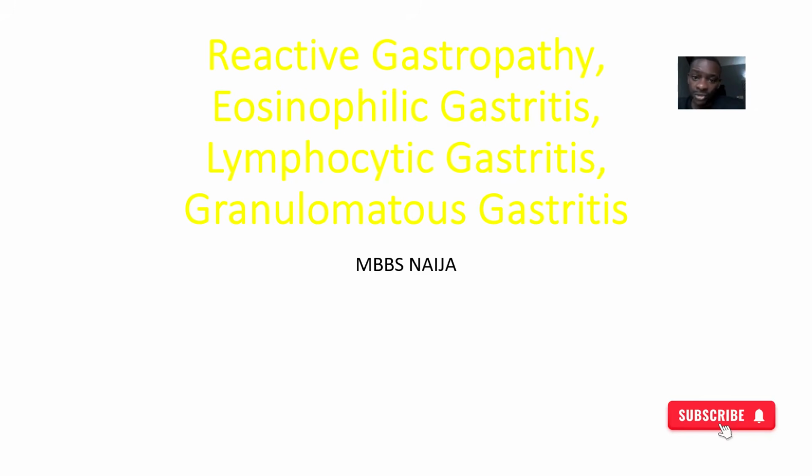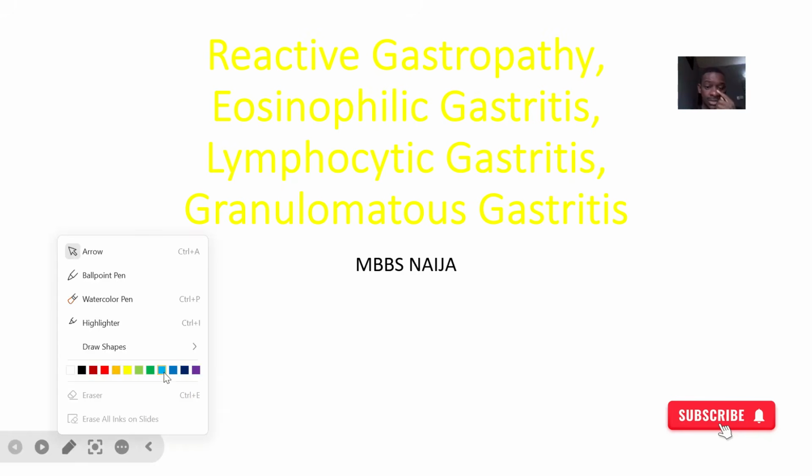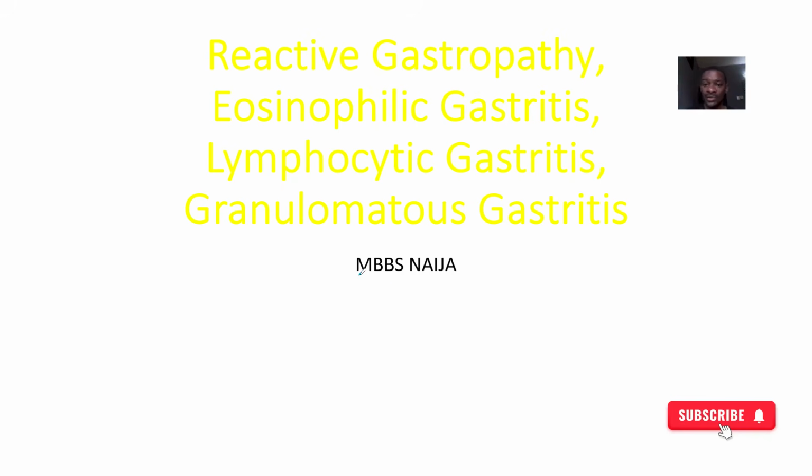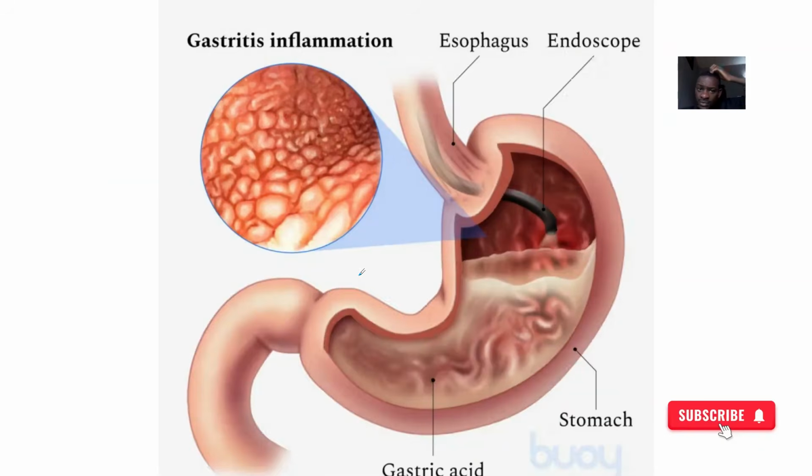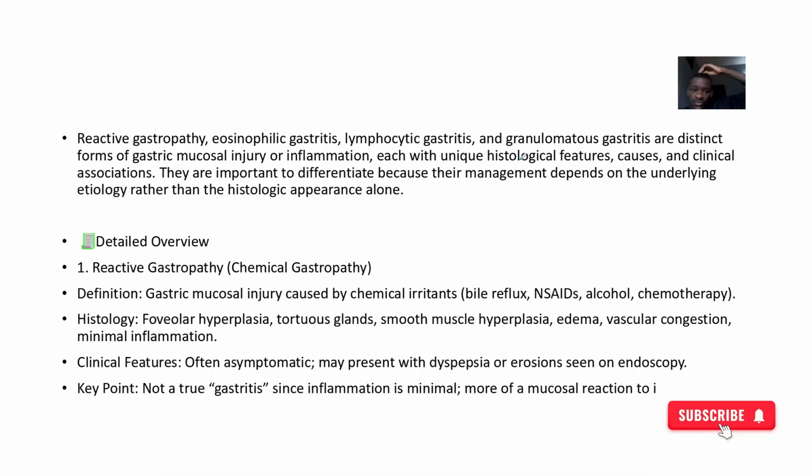We'll talk about what is eosinophilic gastritis. We'll talk about what is lymphocytic gastritis. We'll also get to talk about what is granulomatous gastritis. For all of them, they are just forms of gastric mucosal injury or inflammation. All of them have unique features. That's why we want to make a video to clear it up.